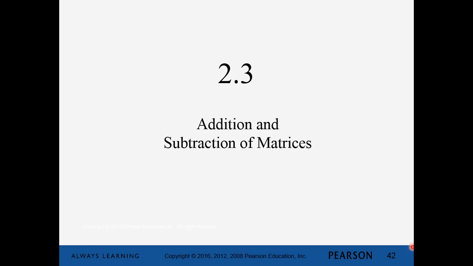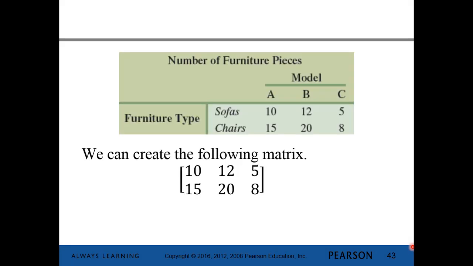Okay, welcome back. Today we're going to start section 3, and we're going to talk about addition and subtraction of matrices. So we're going to take an example. In this example we have different types of furniture and different models of each type of furniture.